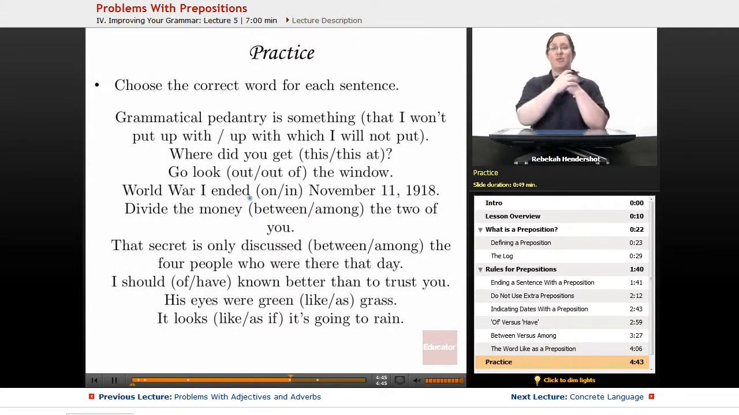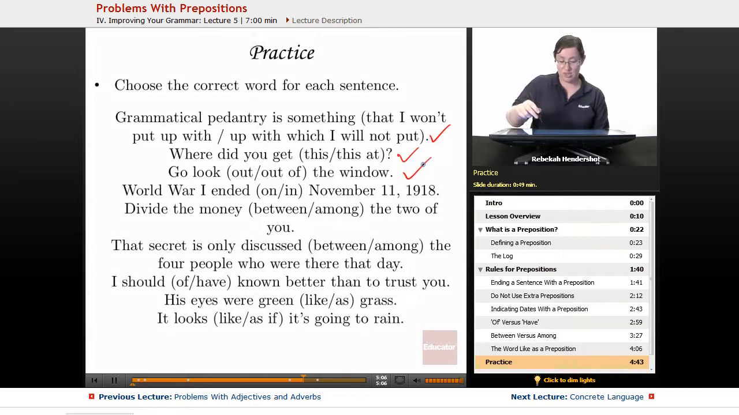All right, let's do a little practice with our newly acquired problematic prepositions. Take a good look at each sentence and choose the correct word from the parentheses. Grammatical pedantry is something either that I won't put up with or up with which I will not put. Where did you get this, or where did you get this at? Go look out, or go look out of the window.